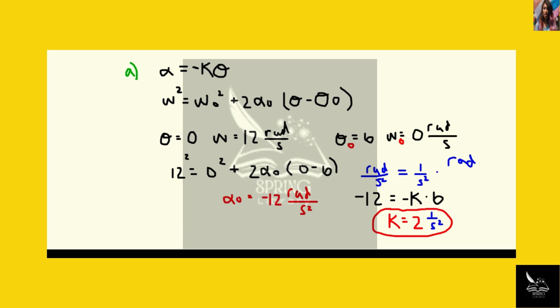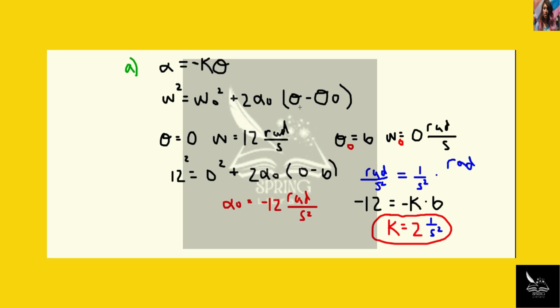Okay, so for this problem, we are given the equation alpha is equal to negative k times theta. We know that alpha is our angular acceleration and theta is angular displacement. We are also given that when theta is equal to 0, omega, or angular velocity, is equal to 12 rads per second. And when theta is equal to 6, omega is equal to 0 rads per second.